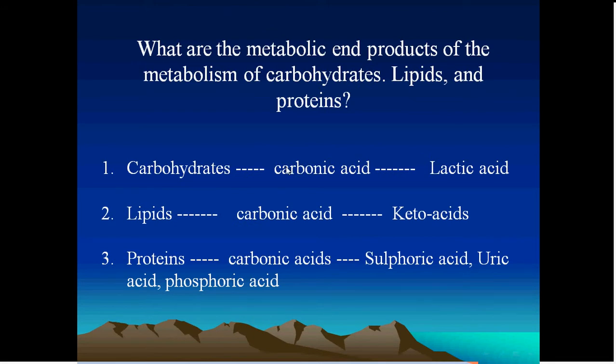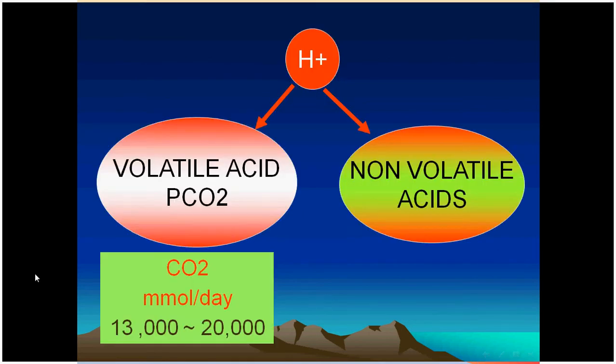The end product of the metabolism of all substrates, whether carbohydrates, lipids, or proteins, is an acid. Carbon dioxide forms carbonic acid, and carbohydrates sometimes give lactic acid, which may be in excess. Lipids give keto acids. Proteins give inorganic acids like sulfuric acid, uric acid, and phosphoric acid.